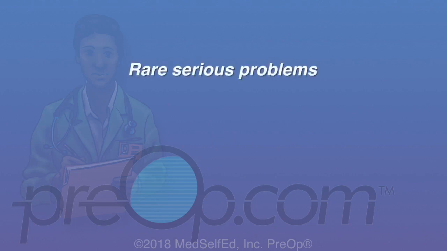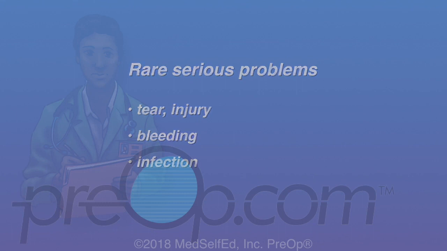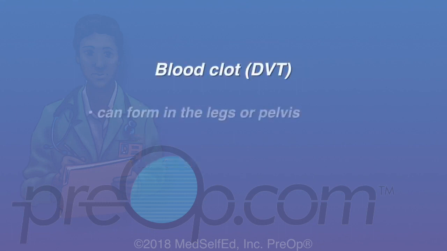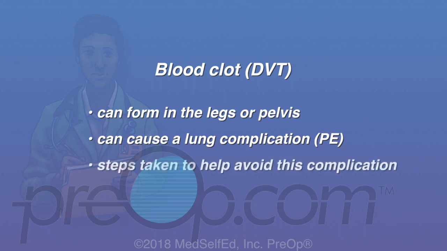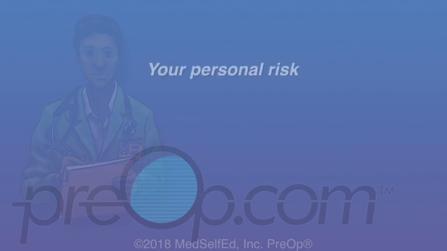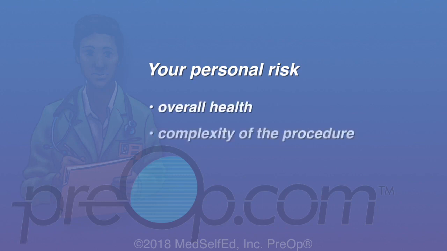Rarely, serious problems may occur, such as a tear or an injury to the upper GI tract. Severe bleeding or infection may result. A blood clot or DVT can form in the legs or pelvis during or after any surgery. It can cause a lung complication called a PE or pulmonary embolism. Steps are taken by your care team to help avoid this complication. Your personal risk of complication relates to your overall health, the complexity of the procedure, and experience of your physician.